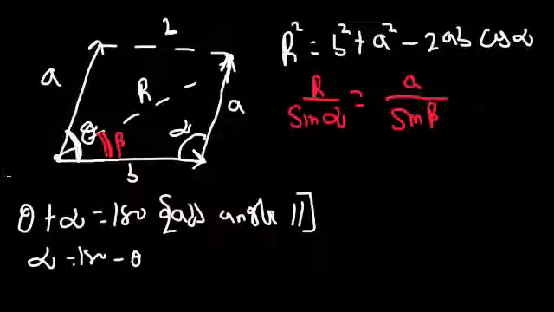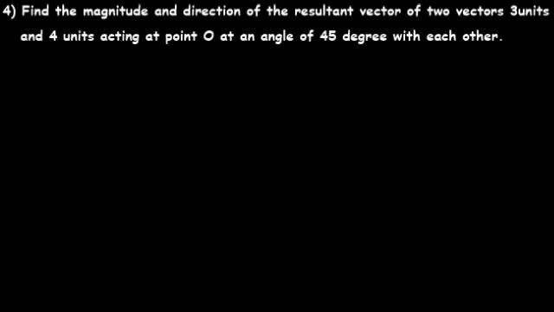Perfect. So now let's consider an example. Find the magnitude and direction of the resultant vector of two vectors, 3 units and 4 units, acting at a point O at an angle of 45 degrees with each other. So we are told that the vectors 3 units and 4 units are acting at point O. For two vectors to be acting at a point, their tails will be touching, or their heads will be touching. So let's use the tail this time around.